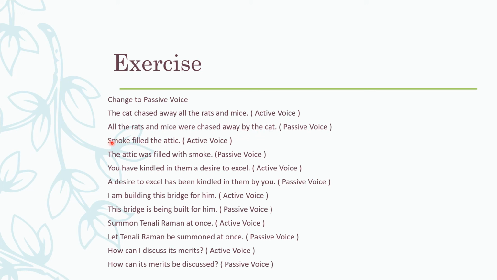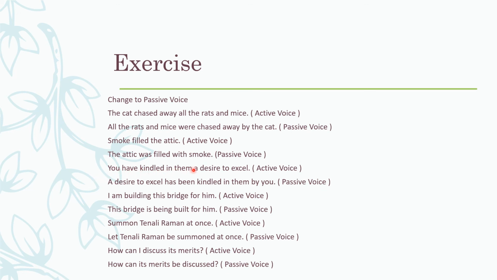The next example: smoke filled the attic, active voice. Subject, verb in the past, and the attic is the object. We have to change this into the passive voice. The attic becomes the subject. Since filled is in the simple past tense, you'll use the be form in the past. So you'll use was. Why was? Because the attic is singular. So the attic was filled with smoke. Here filled is the past participle. And smoke, which was the subject in the active voice, becomes the object in the passive voice.